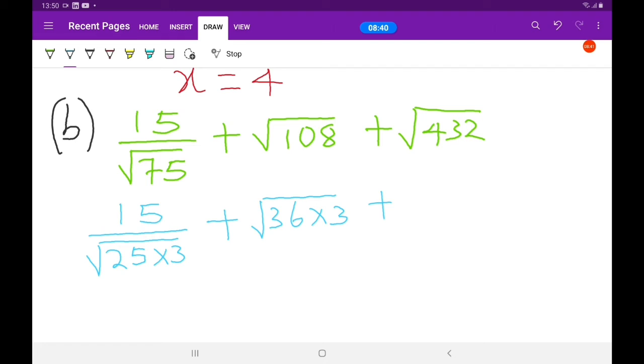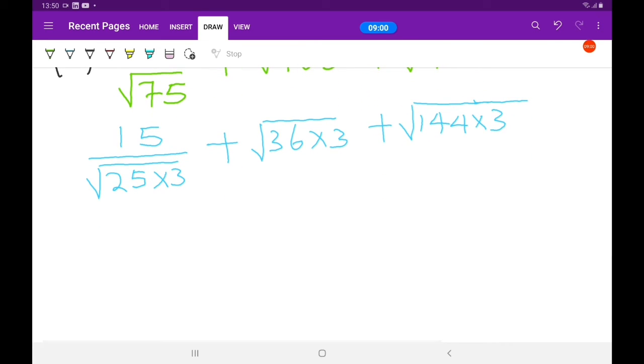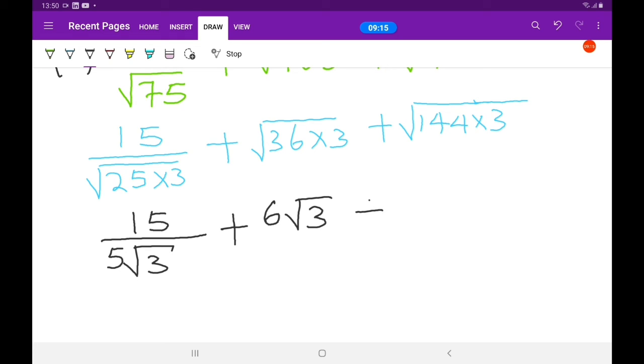And what do you think will be the two factors for 432? You have to think about those two numbers. That will be 144 times 3. Don't forget that one of the two numbers we are using must be a perfect square. So we are going to be having what next? We're going to be having 15. Now, what's the root of 25? 5 root 3. Good. The root of 36, that will be 6 root 3. And the root of 144, 12 root 3.